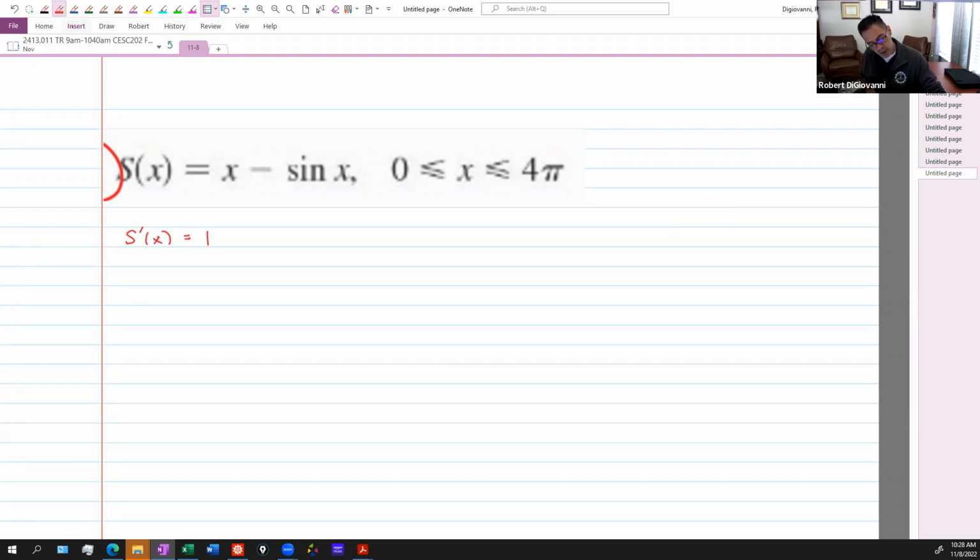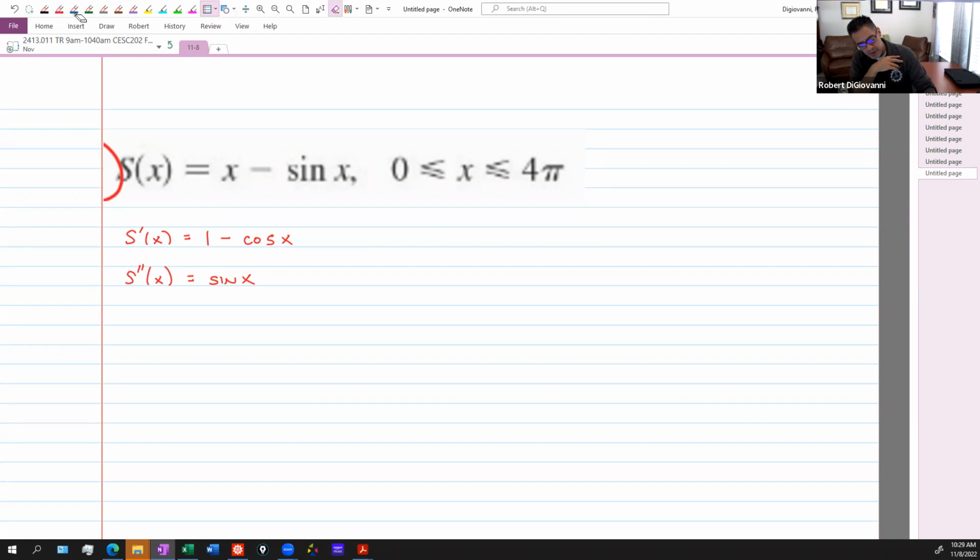The derivative of this is 1 minus cosine X. That's our derivative, right? Our second derivative is sine X, because you have to take the derivative of 1, which is 0. The derivative of cosine x is negative sine x, but there was already a minus sign there, so that's why it became plus. Are we good on first and second derivatives? No questions? Okay.